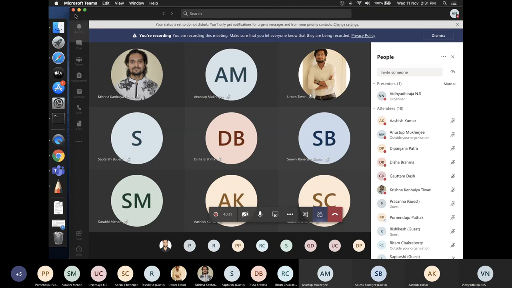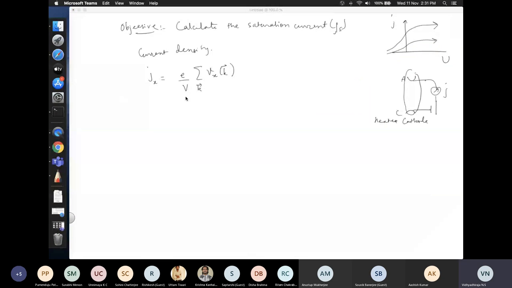Now let me ask Dipanjana, are you online? Yes, sir. So now, given this Jx expression, should I consider all the k values available to me in the Brillouin zone, or should I make a restriction on this k? What do you think? Can all the electrons inside the cathode come out when heated, or only a fraction will come out? Only a fraction will come out. Exactly. So which fraction will come out? The outer ones will leave because the inner ones.